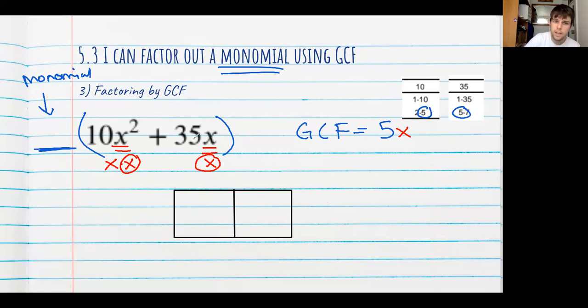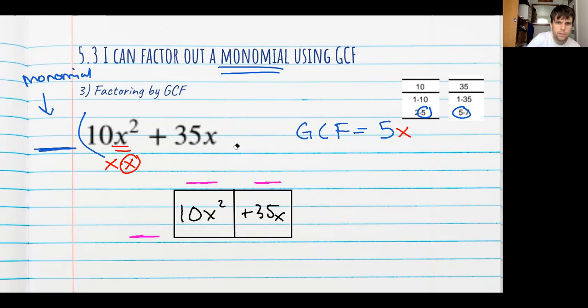So we're going to put this thing right here, our original problem, into the box. So 10x squared plus 35x. And then we're going to be looking for the numbers on the outside of our box.